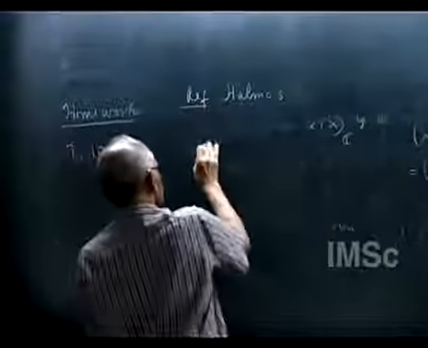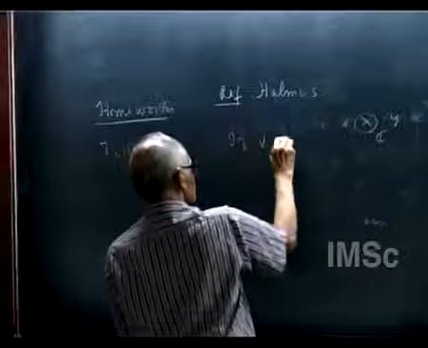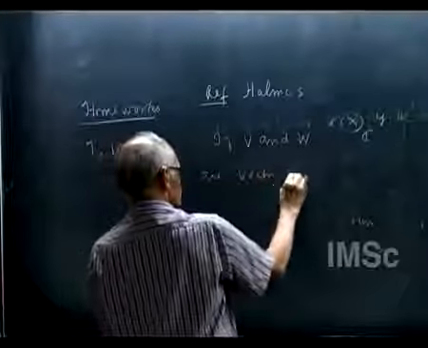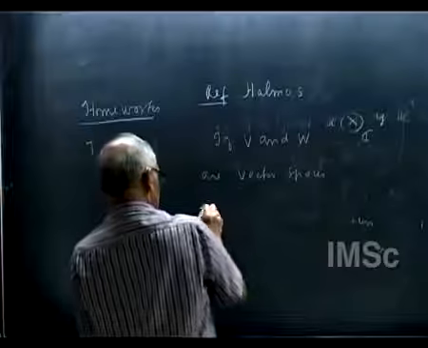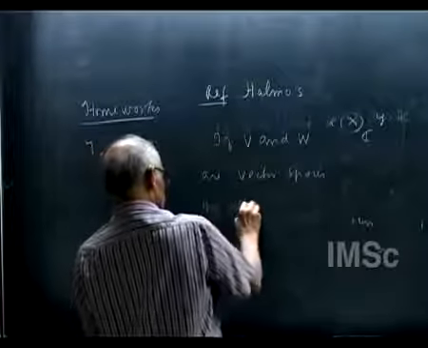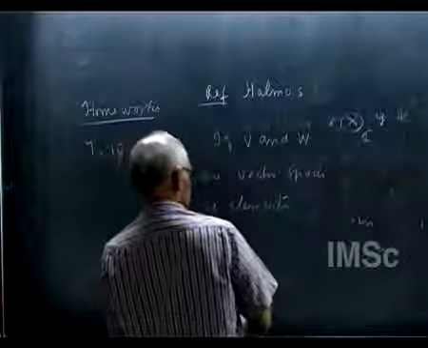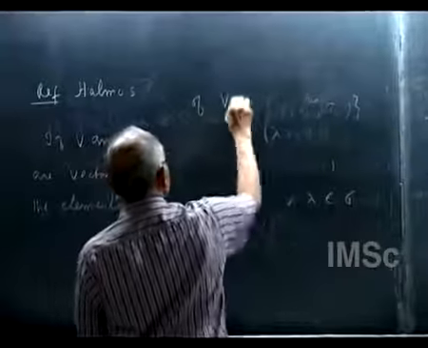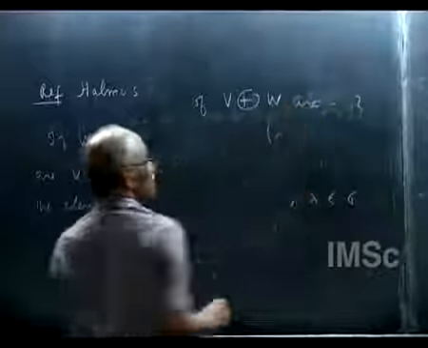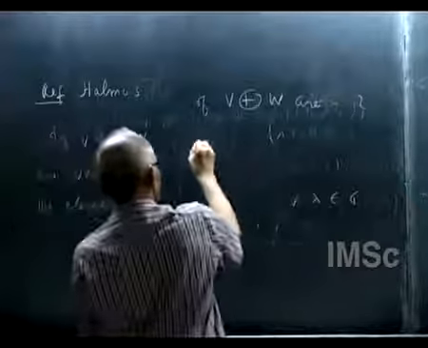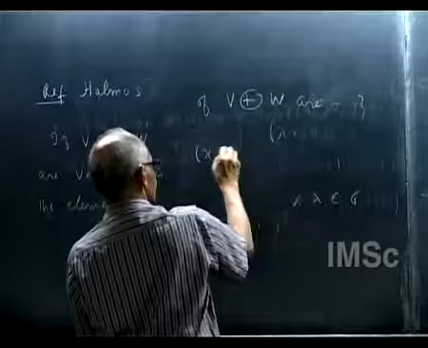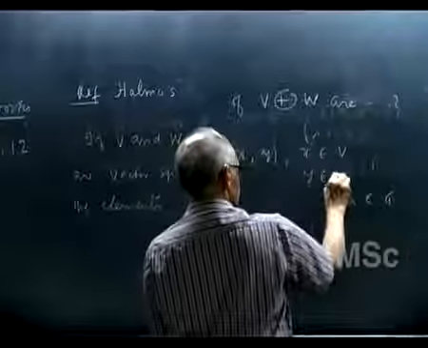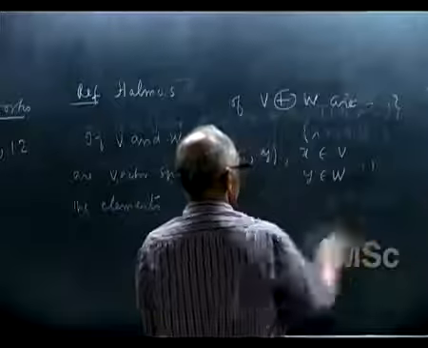Now, if V and W are vector spaces, what we do is the elements of V plus W are what? A vector here and a vector there. So a vector x from V, y from W: x is in V, y is in W.